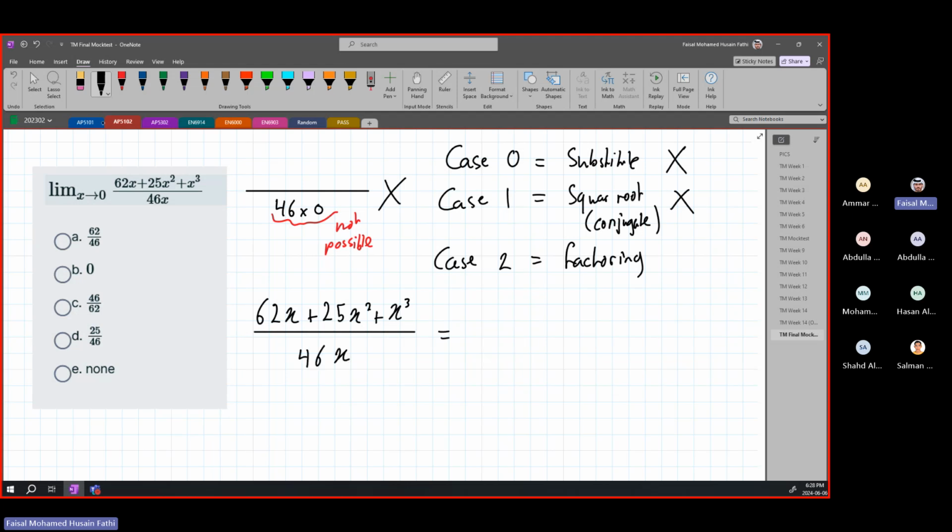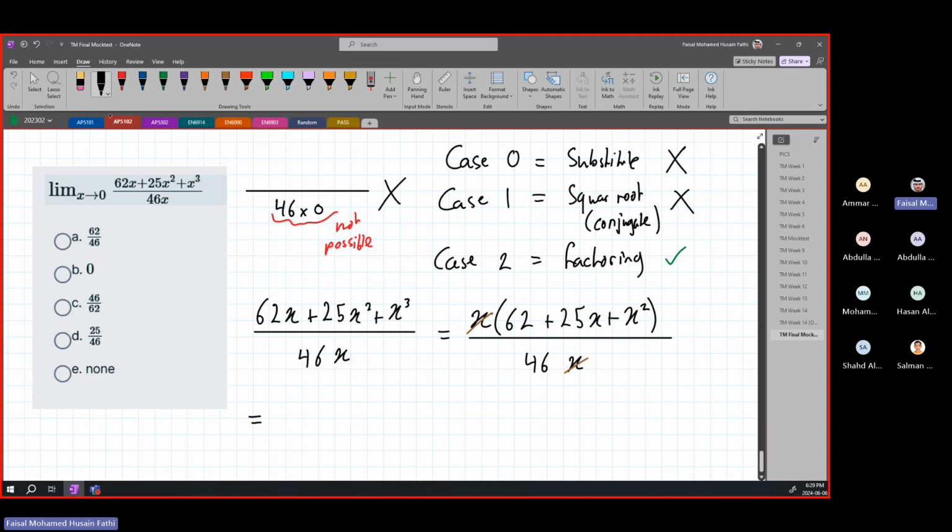You have x everywhere in all the elements in the numerator, so you can take it out as a factor. You're going to have 62 plus 25x plus x squared divided by 46x. So yes, we could factor. And once we factored, we were able to cancel our x up and down. So we will have 62 plus 25x plus x squared over 46.